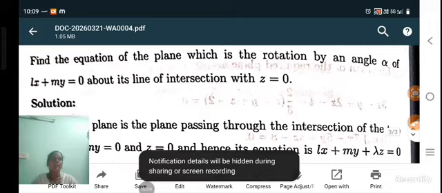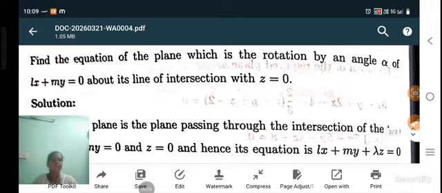In this video, we will learn about some problems related to planes. The first problem is: find the equation of the plane which is the rotation by an angle alpha of Lx plus my, which is equal to 0, about its line of intersection with z, which is equal to 0.